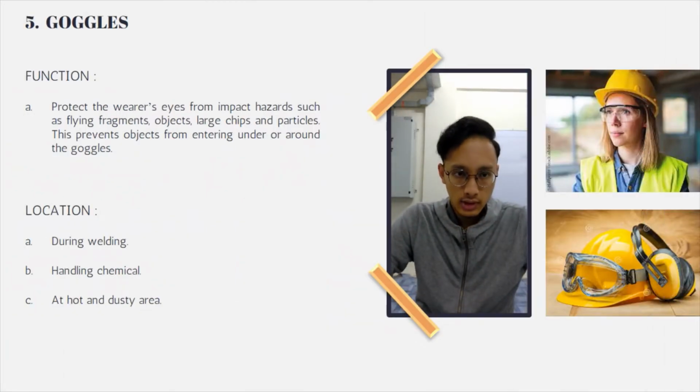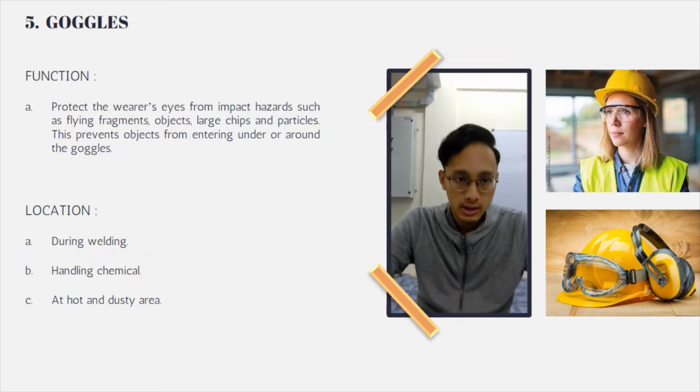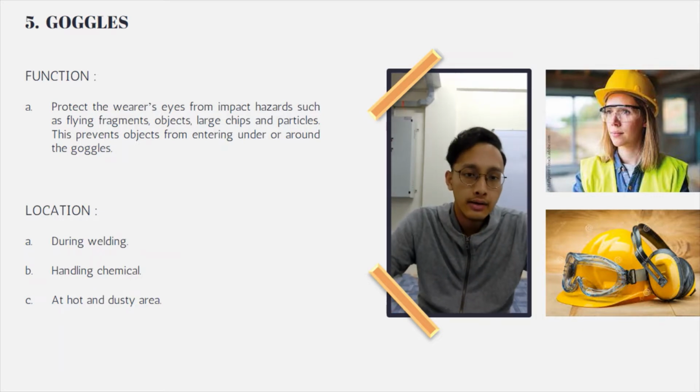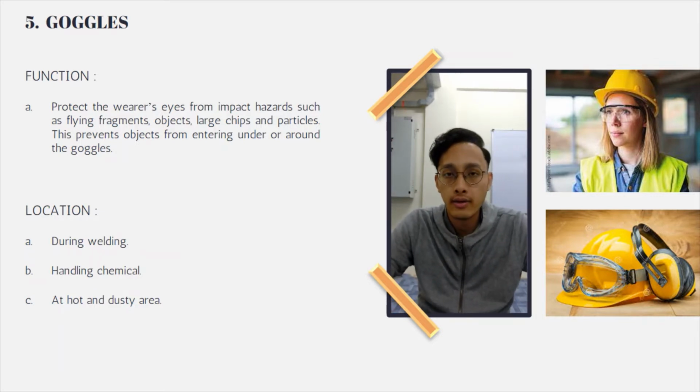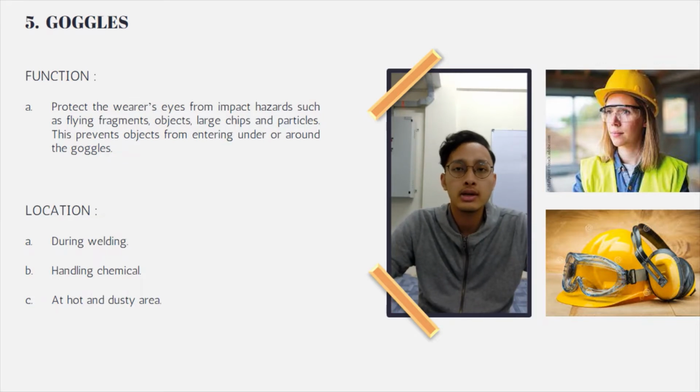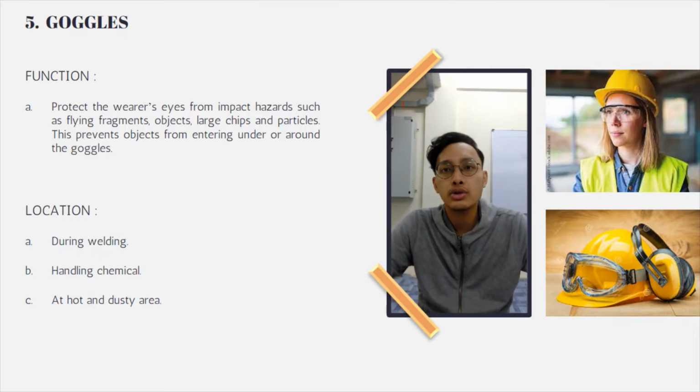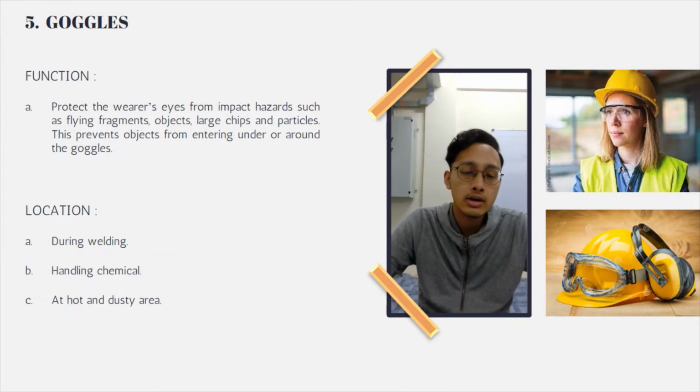Alright, so the next PPE is goggles. Goggles protect the wearer's eyes from impact hazards such as flying fragments, objects, large chips, and particles. This prevents objects from entering under or around the goggles. Goggles are more suitable to wear while you are doing welding or handling chemicals. They can also be used at hot and dusty areas.